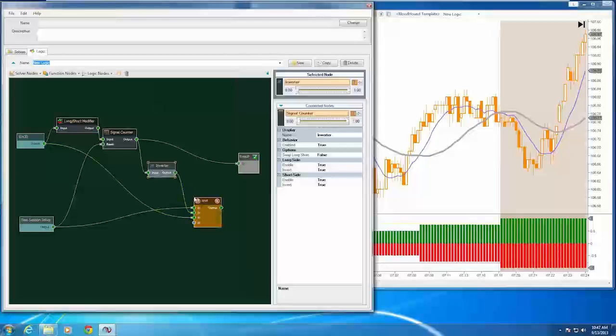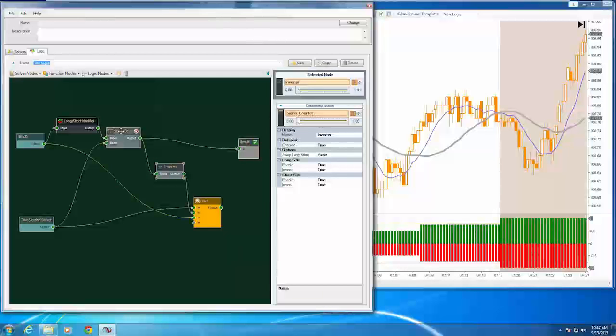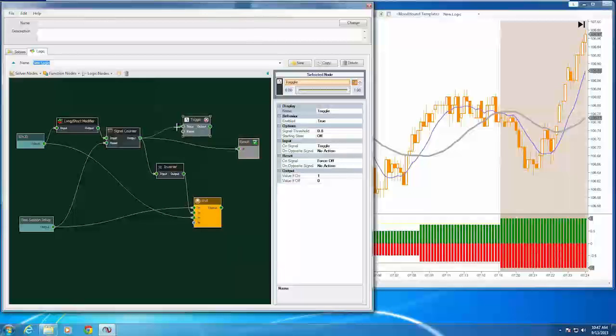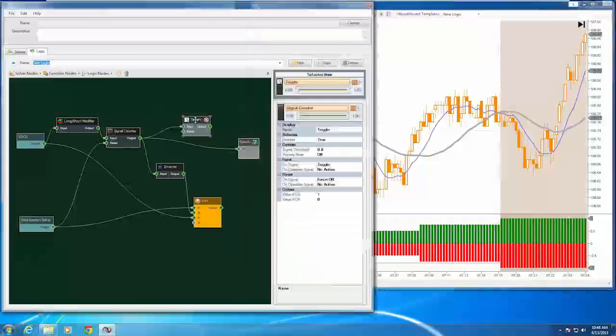Okay, so first of all, we still have to anchor this, and I just want to make sure. So yeah, it is anchored to the beginning of the session, which is what we want. So it is still counting four signals at the beginning of the session, but it's only looking back 300 bars each. And then I'm going to flip a switch when it occurs, and that's what we use the toggle node for. This toggle node is going to switch on as soon as it sees this first signal right here, and it's just going to stay on.